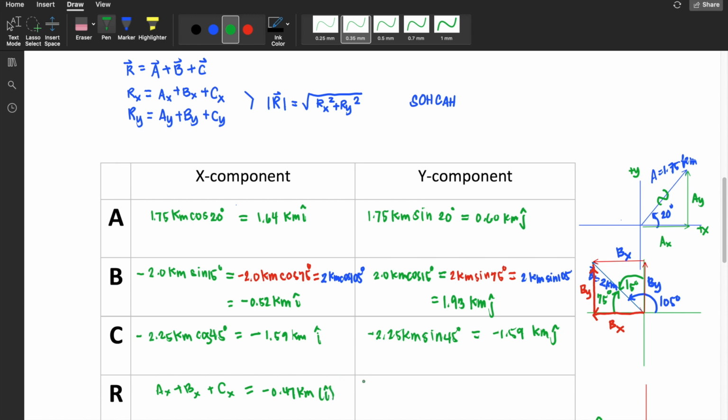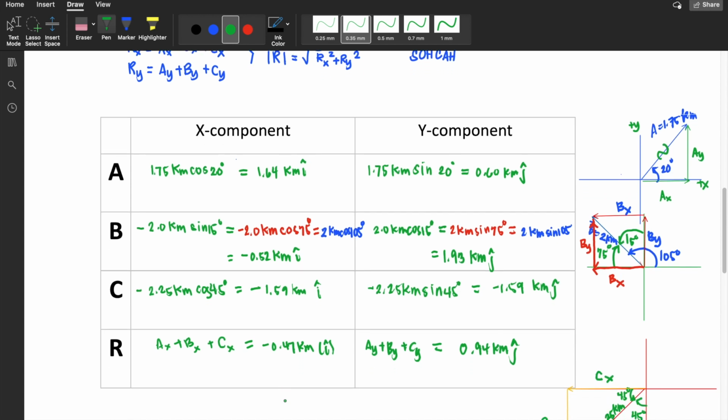On the other hand, you'll do the same for your y component. Add all the y's, Ay plus By plus Cy. So the answer for that one is simply equal to 0.94 kilometers j hat. Okay, we are not yet done. We only have our Rx and Ry here. To look for the magnitude of this vector, we'll have to use the Pythagorean theorem. And if you'll notice, on what quadrant is this one lying? Yes, it's lying along the second quadrant.